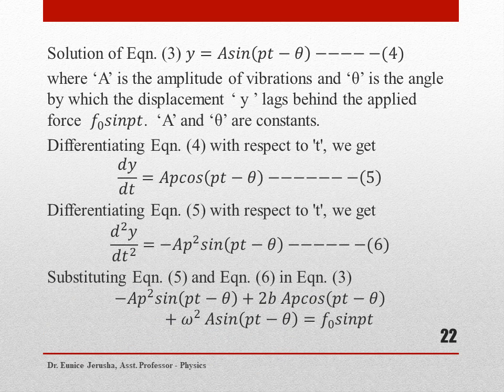We substitute equations 5 and 6 in equation 3, and we obtain minus ap square sin(pt minus theta) plus 2b ap cos(pt minus theta) plus omega square a sin(pt minus theta) equal to f naught sin pt.